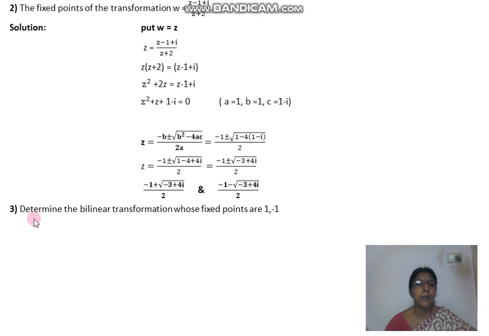See the third problem. Determine the bilinear transformation whose fixed points are 1 and minus 1. Here the problem is different. In the first two problems we have been given the transformation W in the form of (AZ plus B) by (CZ plus D).